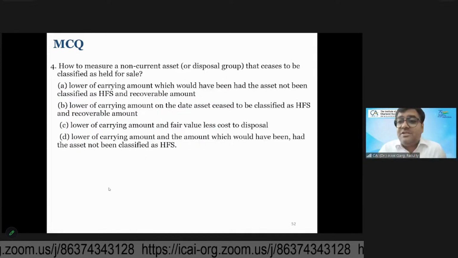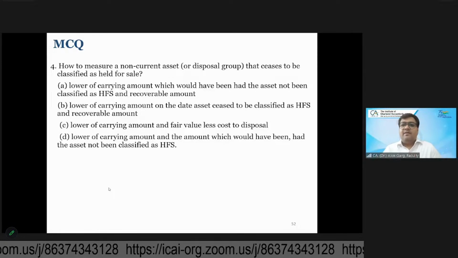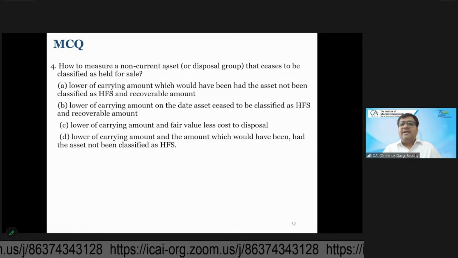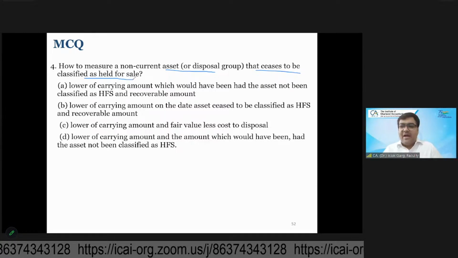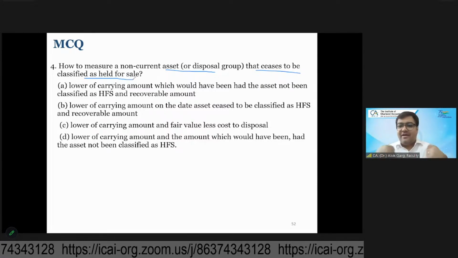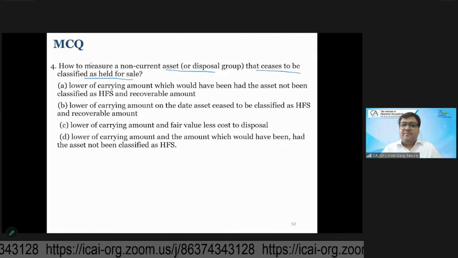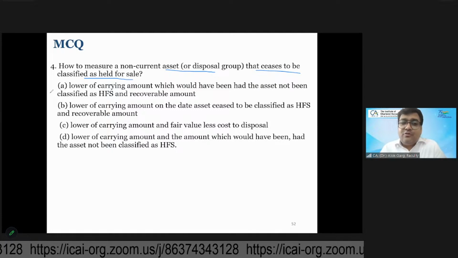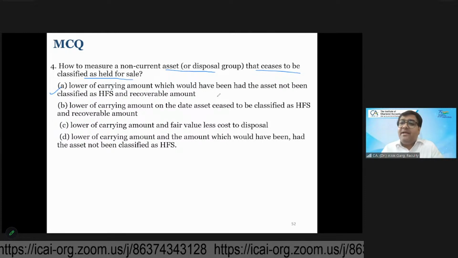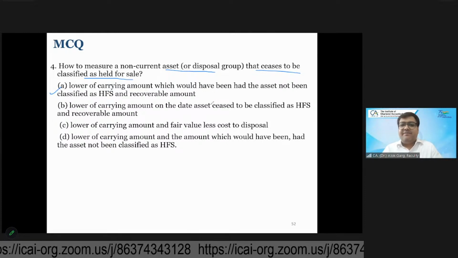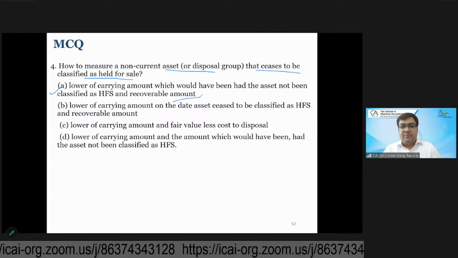Last question, on the change in plan. How to measure a non-current asset or disposal group that ceases to be classified as held for sale? Means now it is no more held for sale. Now it is a normal asset. Tell me. Option A: lower of carrying amount which would have been had the asset never been classified as held for sale, and recoverable amount.